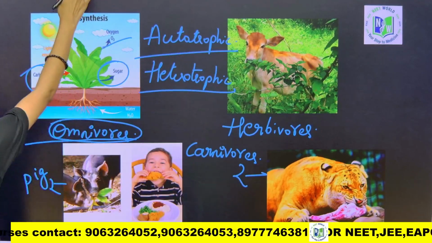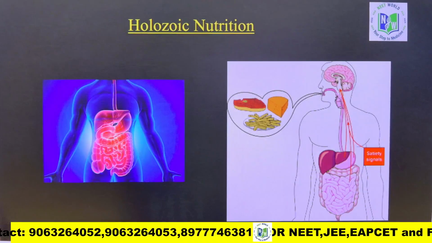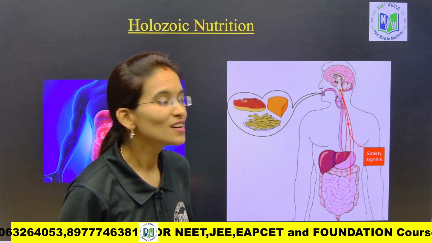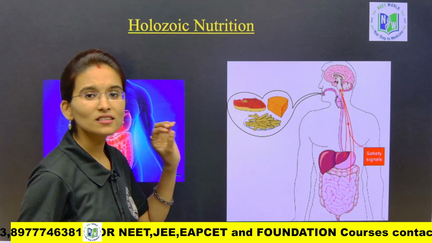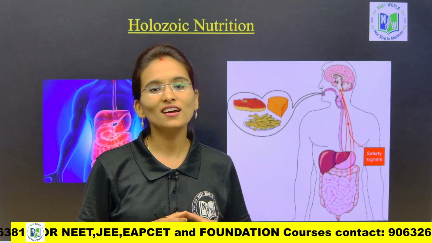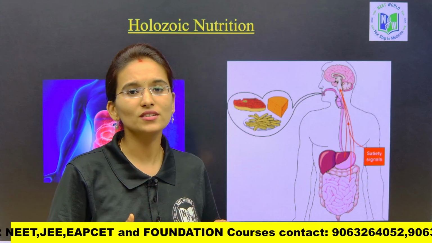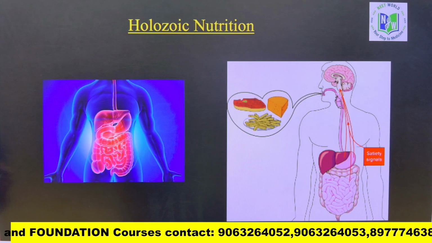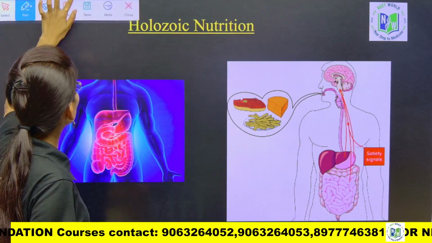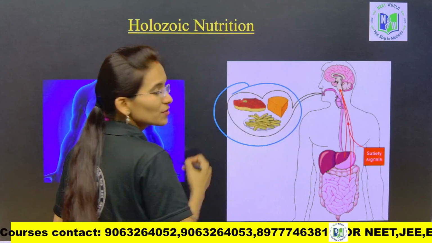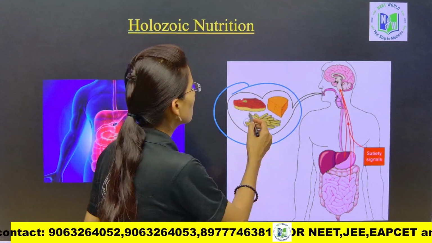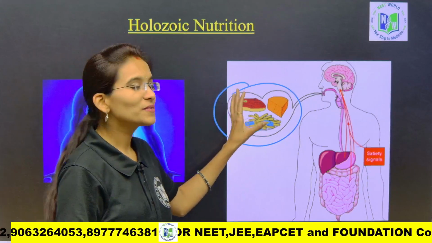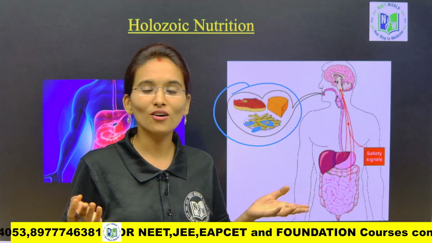So, now we are going to look into another type of nutrition method, that is Holozoic nutrition. Generally, in our daily life, we eat different types of foods. Here is the image, showing different types of food sources, like pizza, burger, and I think that looks like French fries, right, my dear students? I hope this is the favorite food of almost all of you.